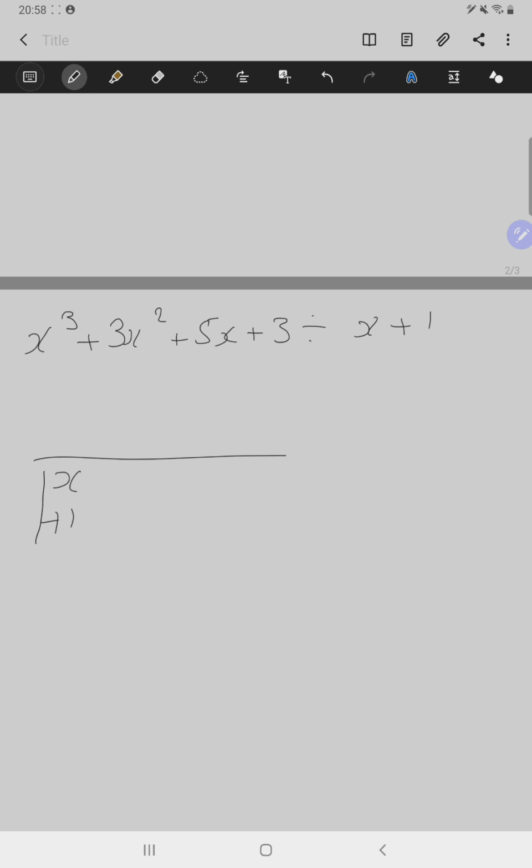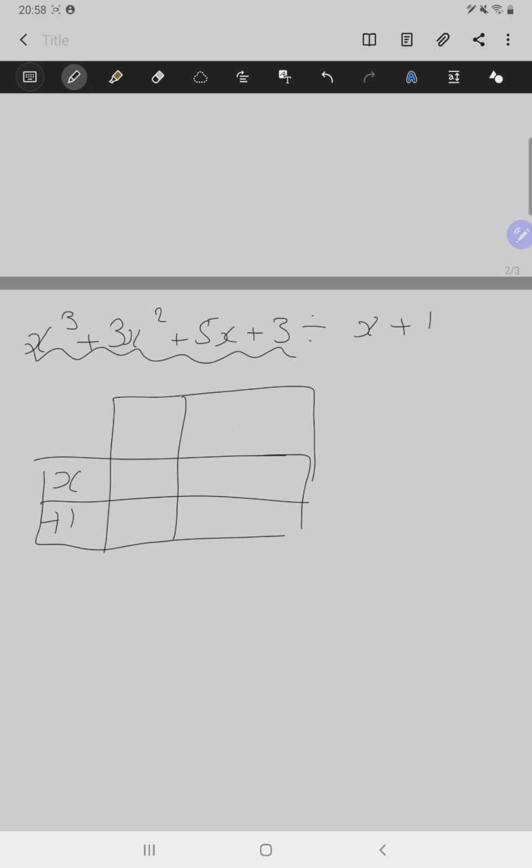So we have 2 horizontal rows. We have 4 terms in our initial equation, so we're going to have 3 diagonal boxes. In this top left one here, we're going to put in our highest power of x. So the largest power of x is x cubed. And in this bottom one here, we put in the number by itself, which is plus 3.